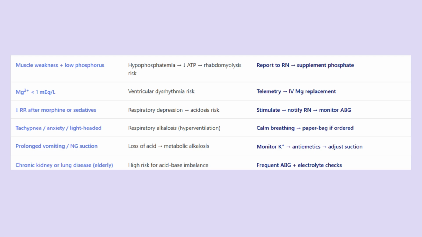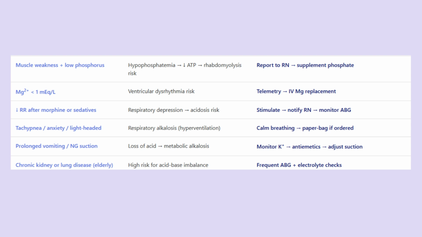When a client is tachypneic, anxious, or lightheaded, they're likely hyperventilating, which blows off too much CO2. This leads to respiratory alkalosis. The nursing priority is to help them calm their breathing, and if ordered, have them breathe into a paper bag to retain CO2.